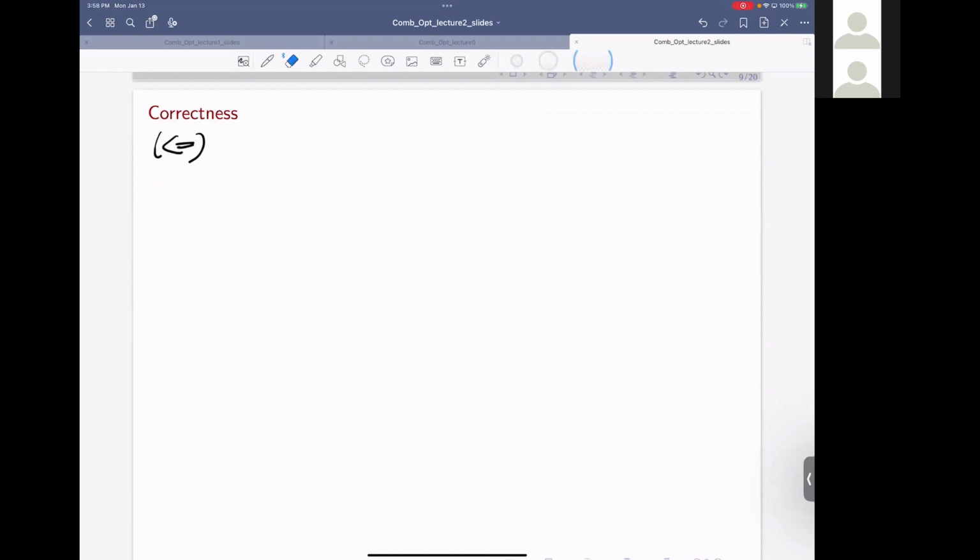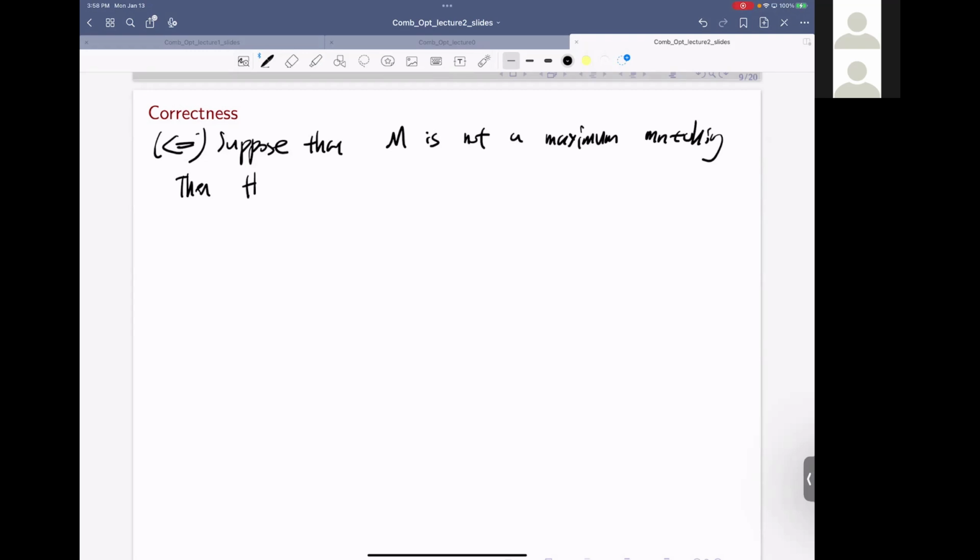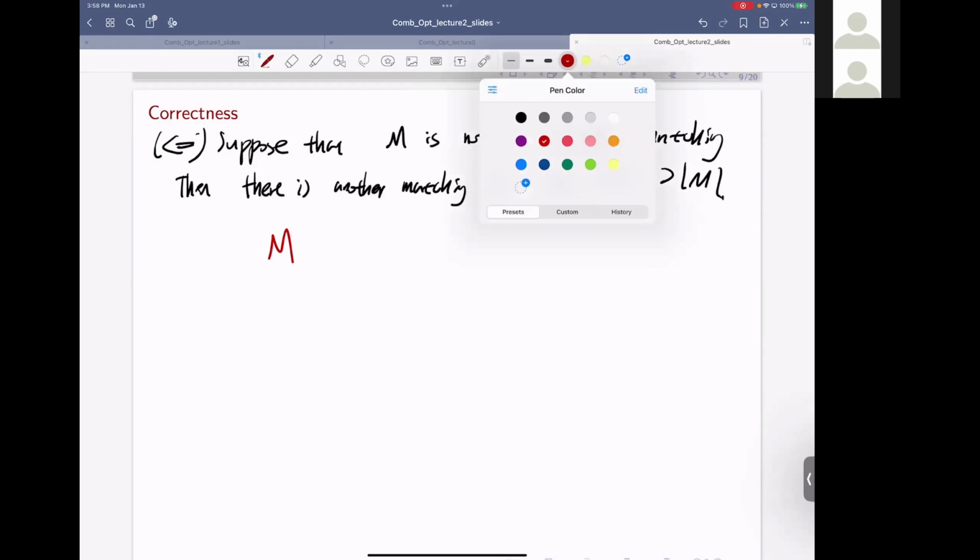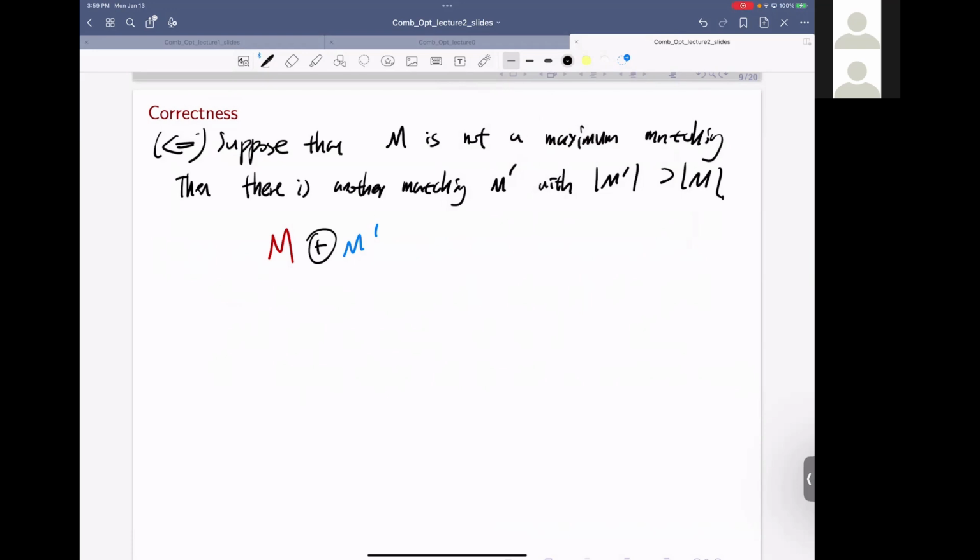I'm also going to prove the contrapositive. Suppose that M is not a maximum matching. Okay. Then there is another matching, M prime, that has more edges than M. So the idea is the following. What I'm going to do is take a symmetric difference of M and M prime. What do I get?